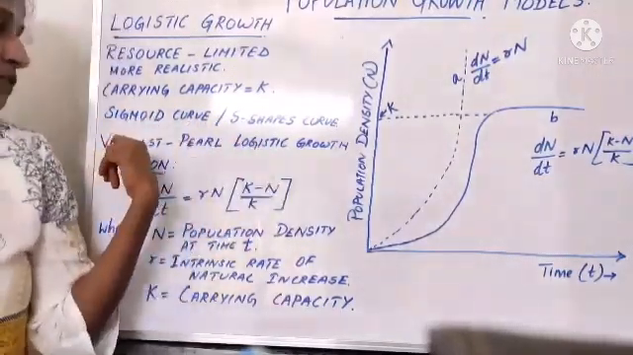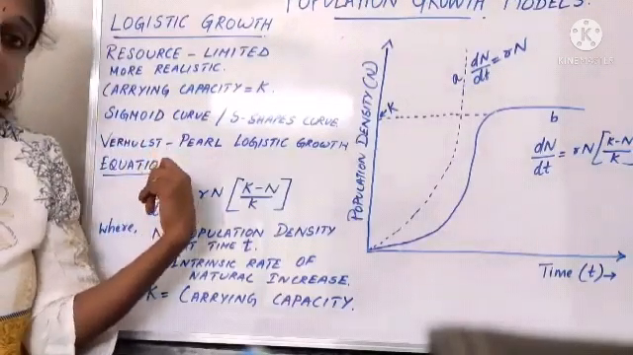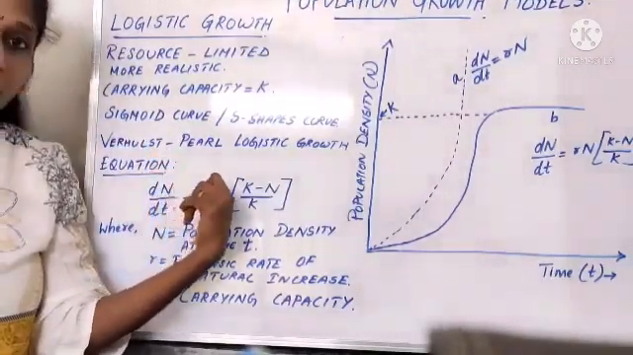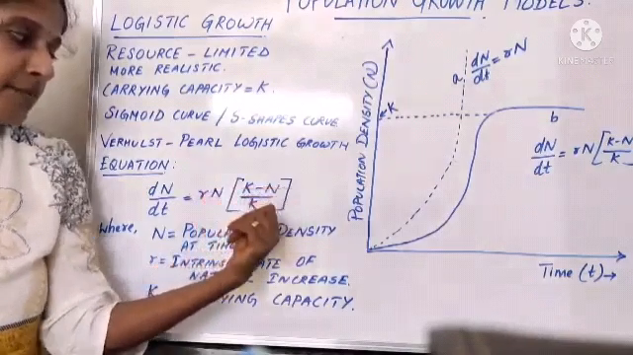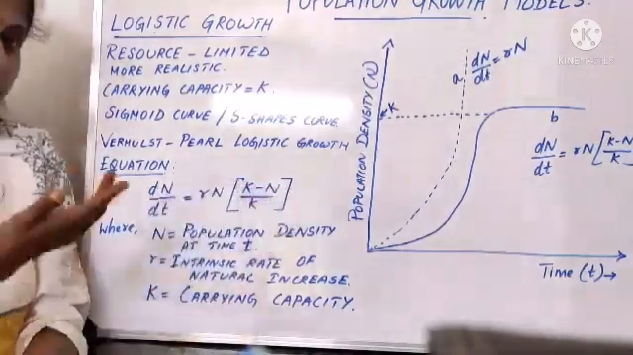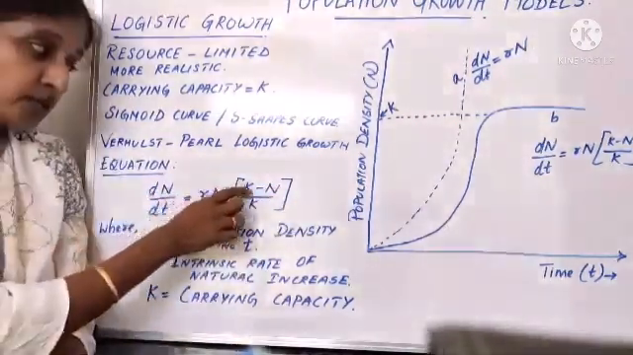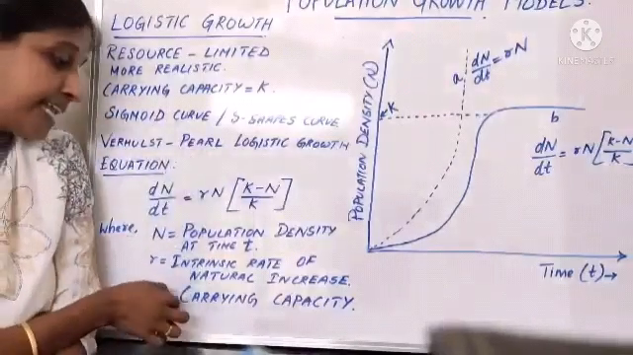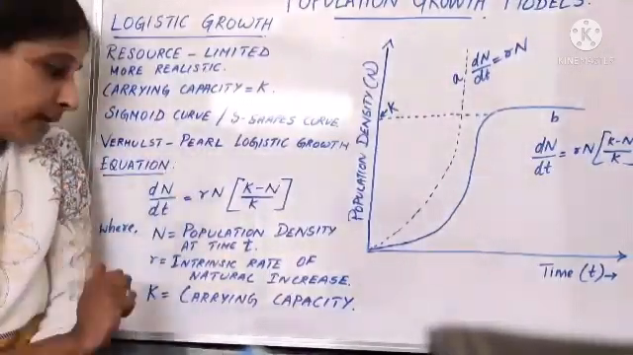Now the equation, when you are seeing, what is the equation? dN by dt equals rN (K minus N) by K. So here each and everything we have already discussed, only one new thing, K. What is K? It is carrying capacity.